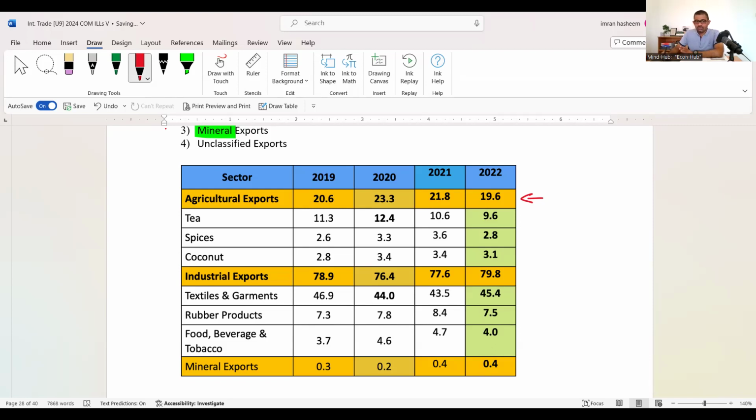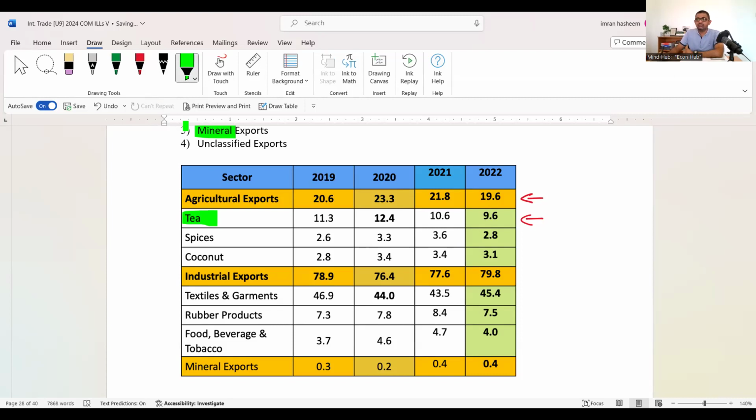So at least if you look at the last 3 years, there is a decreasing trend in the contribution of agricultural exports. Sorry, I said sector earlier. Agricultural exports to the total exports of the country. So 19.6 is the value for 2022. Within that 19.6, you can see the main contributor is tea. The main contributor is tea exports.